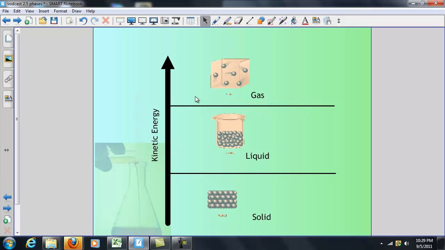Now, what does this mean to us like in an everyday sort of situation? Well, it has everything to do with temperature. Okay? Remember, temperature is a measure of the average kinetic energy of the molecules. So as we go from solid to liquid to gas, we're increasing the temperature. Okay, and that's really useful to us because what we'll see in the next vodcast is that we can use those temperature calculations to actually figure out the energy involved in these things.